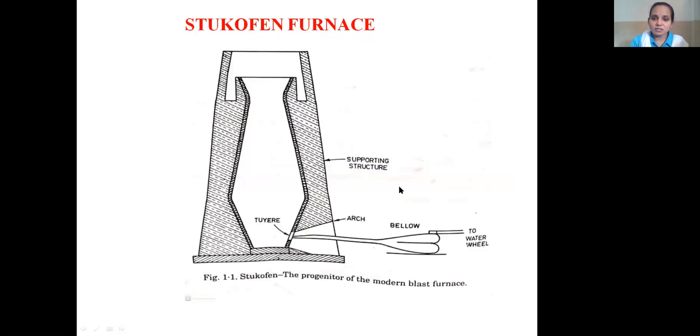Here in the Stokofen furnace, as I told you, the product was liquid iron. When it was cast into the sand bed, it looked like a litter of pigs surrounded by its baby pigs. So the name given for that product is pig iron.